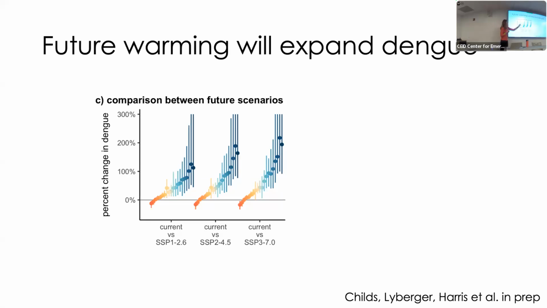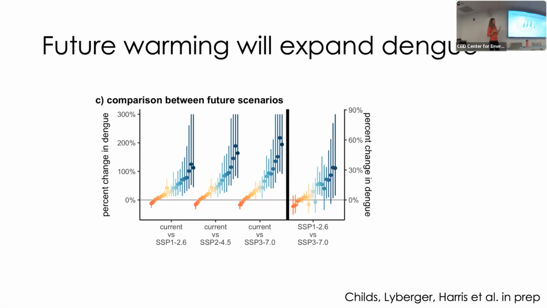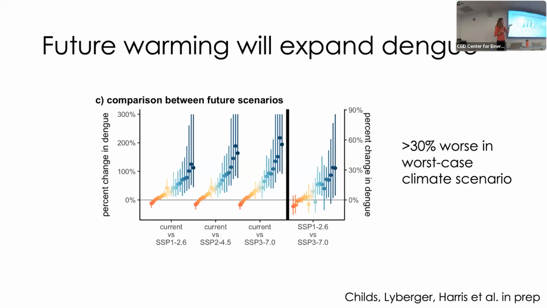Each of these points is a country, summarized at the country level here, and the error bars represent both the uncertainty in the model and the uncertainty in the climate projections. You can see there are some wide error bars, but we're still pretty confident these are going to be large increases due to temperature warming. If we compare the best case and worst case climate scenarios, this is the difference between the two. You can see that it's greater than 30% worse in the worst case scenario. So it's definitely worth trying to mitigate climate emissions as best we can. But even under the climate change we're already projected to have, dengue is really expected to expand.